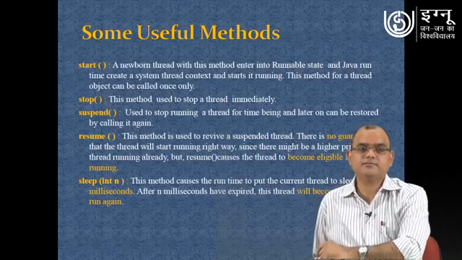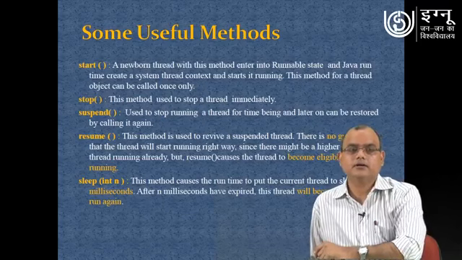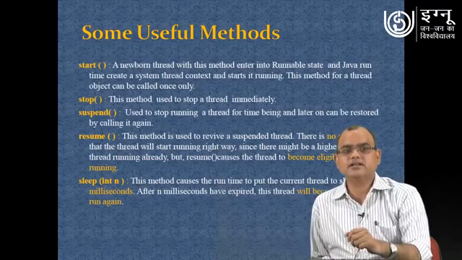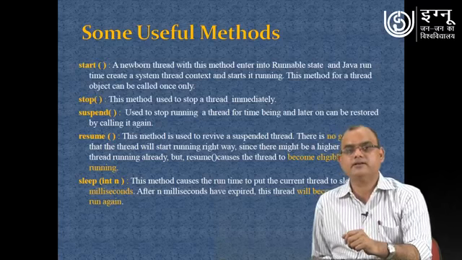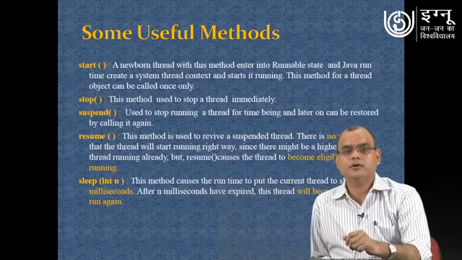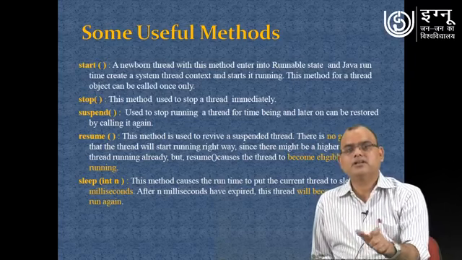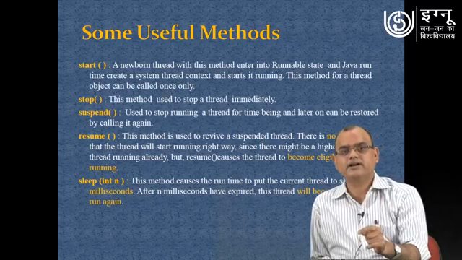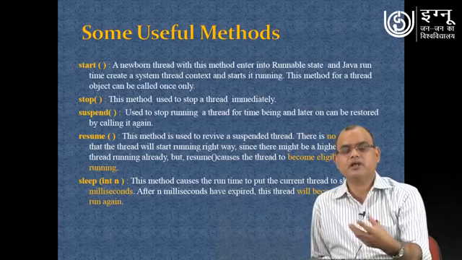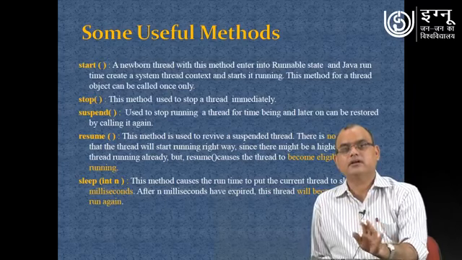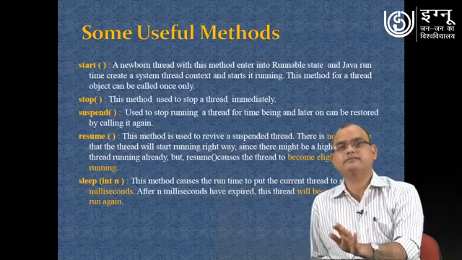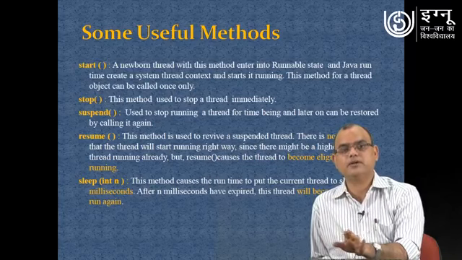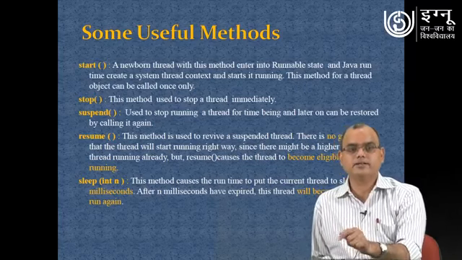Now let us see some useful methods. The very first method is the start method. We have already seen that you have to call the start method on the thread to make the thread runnable. Basically once you call the start method, your thread is ready to run, and it is waiting for CPU time. Once CPU time is allocated, it will be running.